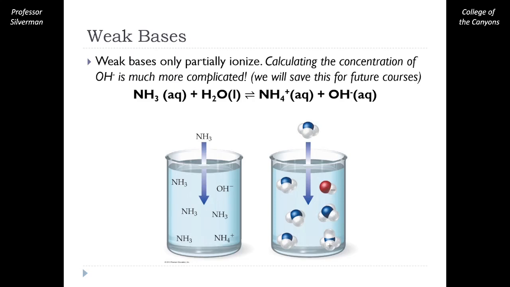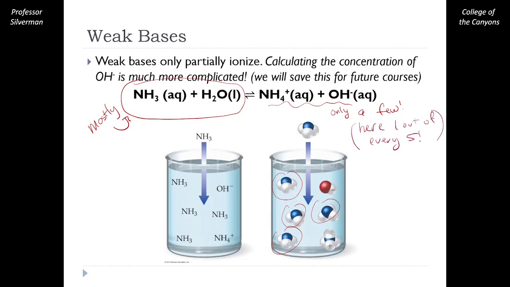Again, the other situation is a weak base. These weak bases only partially react. They only partially ionize. Again, we'll save the calculations for a future class, but we can see that we have mostly our starting material and only a few of our products. In this image on the right, we have 4 of our ammonia molecules that have not reacted, and only 1 of them that has reacted.